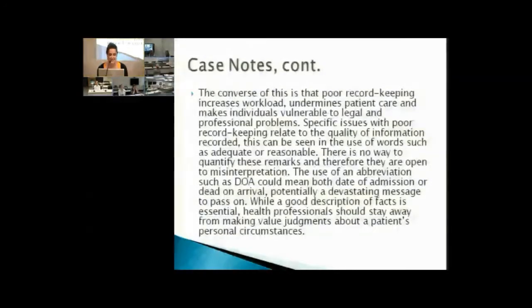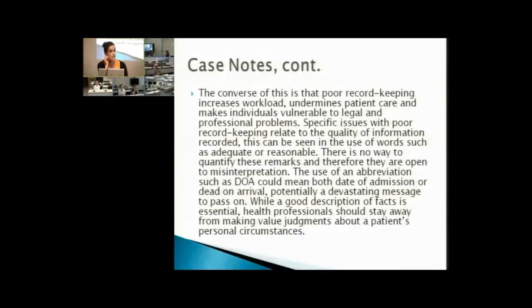While a good description of facts is essential, health professionals should stay away from making value judgments about a patient's personal circumstances. I think that one can be really dangerous, and sometimes we just don't realize we're doing it. We care about them a lot and we want to help, but we definitely need case notes to be objective and not subjective about what's going on. For example, people have the choice to smoke. We can present them with facts and talk to them about health risks, but if they want to keep smoking, that is their choice. So we want to be careful how we record things of that nature.